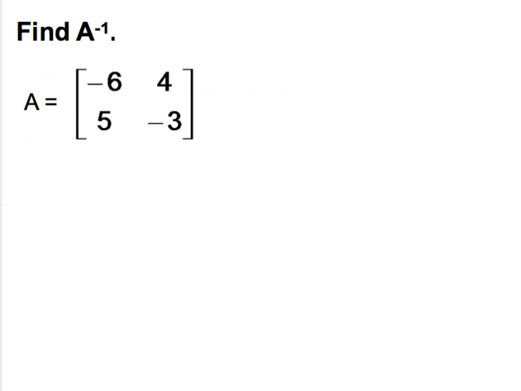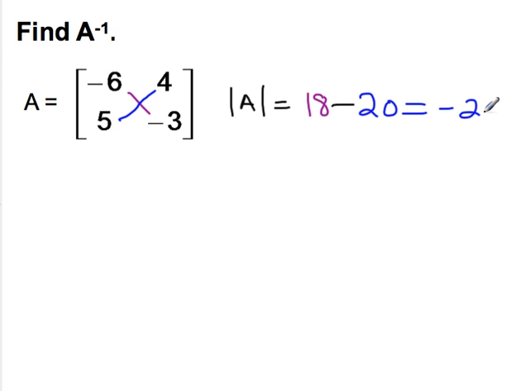Okay, so let's put that together and actually find the inverse of this matrix. To make it a little easier, the first thing I'm going to do is I'm going to find the determinant of A, okay, which is what we just learned. So I'm going to start by taking the main diagonal and multiply those together. -6 times -3 is positive 18. And again, in the middle, we always subtract. And then we take the other diagonal and multiply those together. 4 times 5 is 20. So the determinant of this matrix is -2.